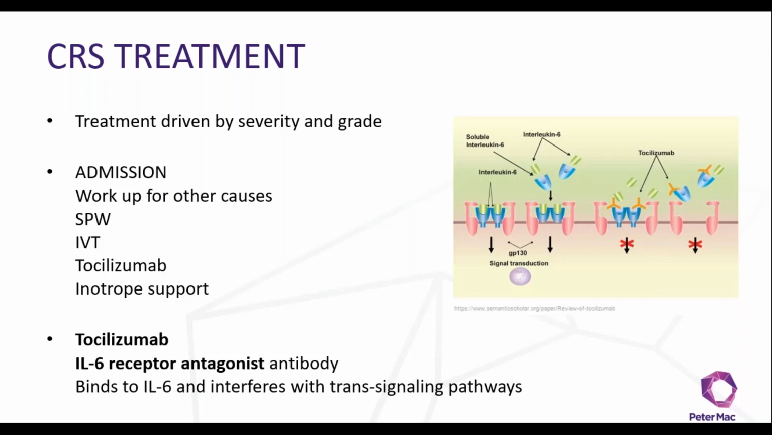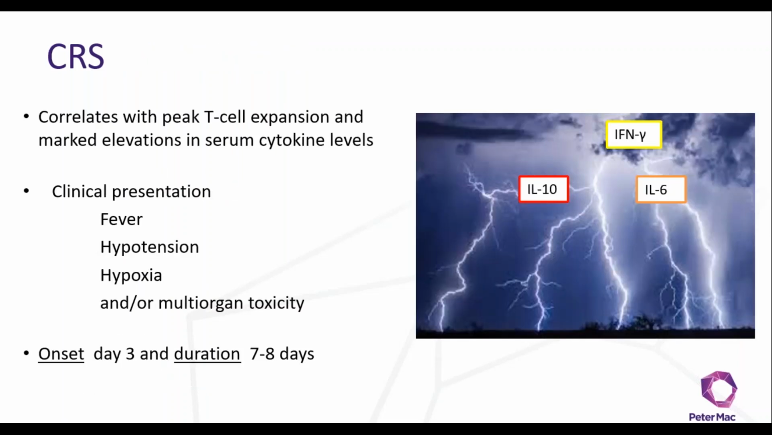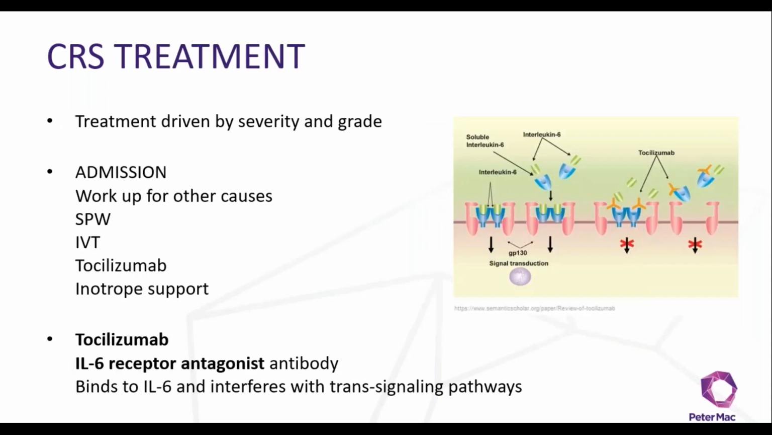So if you go back and have a look at your serum cytokines in your right-hand storm, I always think about CRS as a storm, okay? So your IL-6, we can switch that off, and there's a drug called tocilizumab or Toci. It's an IL-6 receptor antagonist. And so it binds to that IL-6 and interferes with that signalling pathway. And that can settle down the cytokine release syndrome.